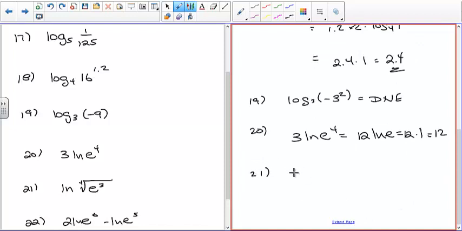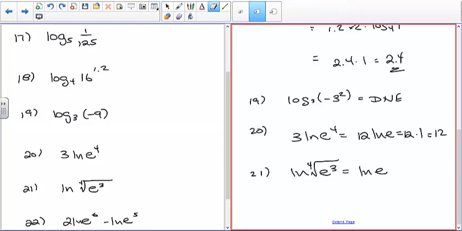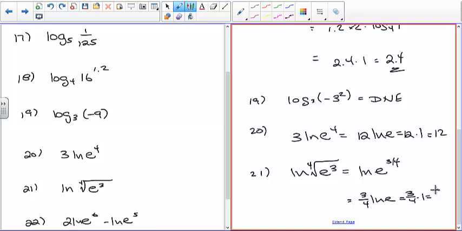So here we have the natural log of the 4th root of e cubed. So one way you could do it is you could change this to a fractional exponent, which would be the other way around. So the numerator is the cubed part, and the denominator is the 4th root. And so you'd bring that exponent out. And again, you'd have the natural log of e, which would be 1. So the answer would be 3/4.